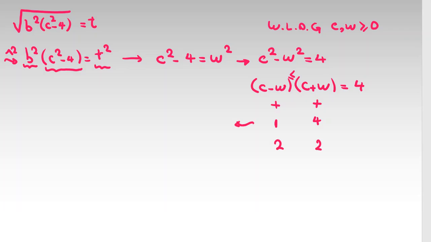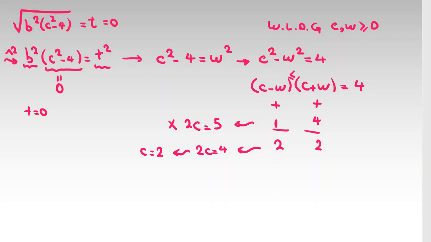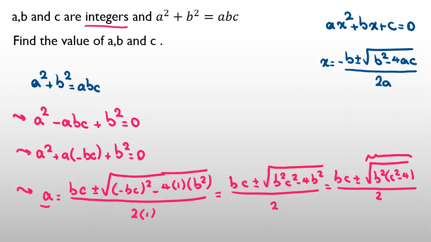I want to find c. If I add c minus w plus c plus w, it will be 2c. For 4 and 1, it will be 5, which is not possible here. For 2 and 2, 2c will be 4 and c will be 2. Because c is 2, c squared minus 4 equals 2 squared minus 4, which is 0. So t will be 0, and this part will be 0.